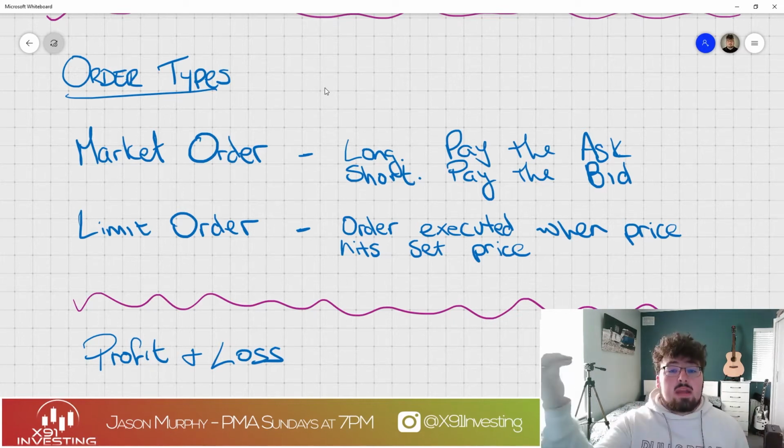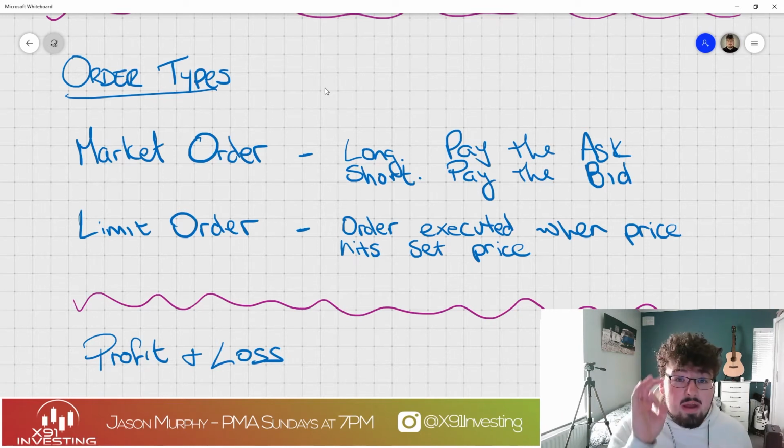So you're long, you pay the ask. You're short, you pay the bid, but you pay whatever the current price is, exactly to the decimal, and it can slip. So price can slip at these particular points. So that's why market orders are aggressive. Price can slip, and you can actually get a worse price for what you're looking for.